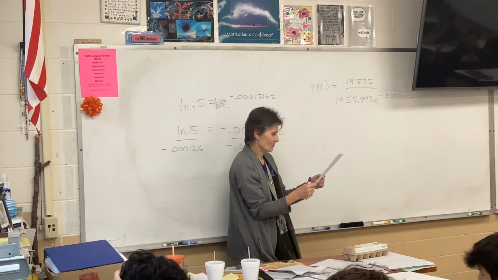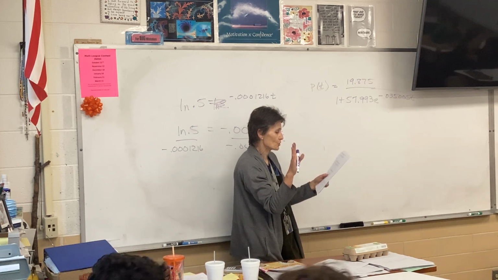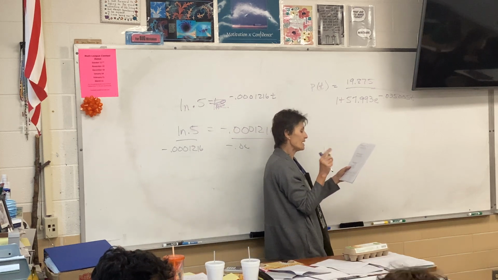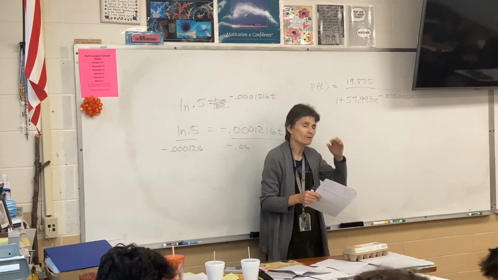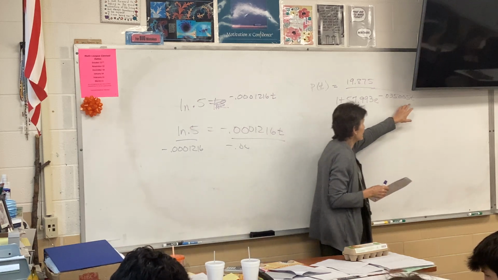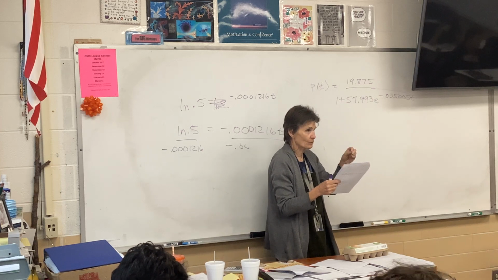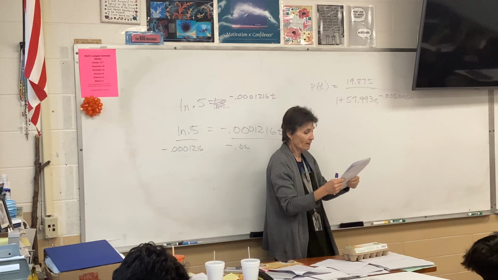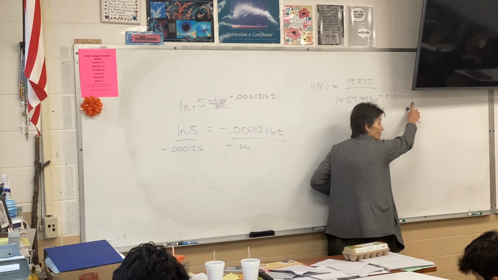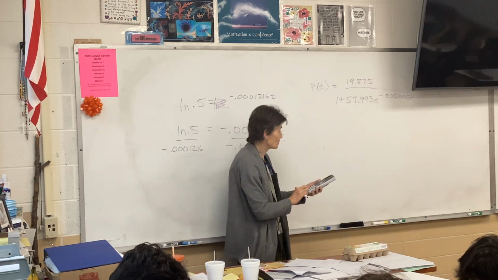Alright, so here we go. P is the population in millions, and T is the number of years since 1800. You guys, you've got to read, you got to know what your variables stand for. So T is the number of years since 1800. So if we're finding the population in 1850, we're going to put a 50 in here. All right, so let's all type that in. Make sure you can.